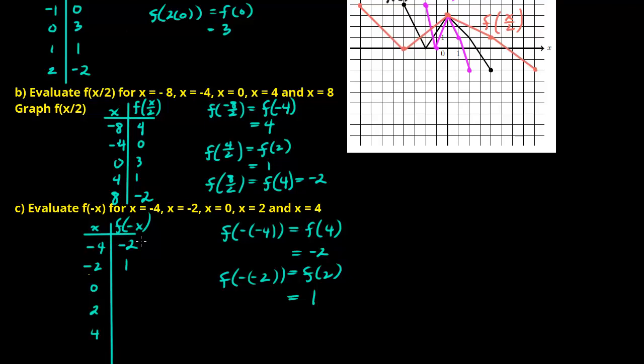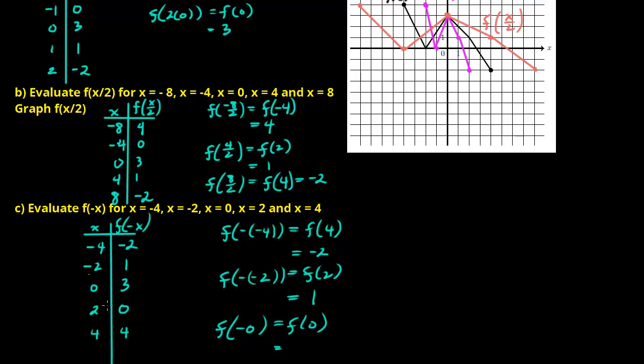f of 2. We can do the same thing for 0: f of minus 0 is equal to f of 0, and f of 0 on our graph is just positive 3. Next, we evaluate f of minus x at x equal to 2. That's the same thing as evaluating f of x at negative 2, which is 0. And when you evaluate f of minus x at x equal to 4, that's the same thing as evaluating f of minus 4, which is positive 4.